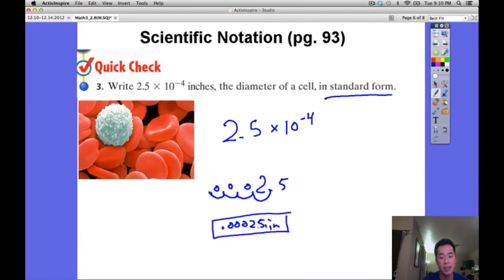You can rewrite this in scientific notation the same way by going in reverse if you want. So something like this. You move it to the right. 1, 2, 3, 4. So it's going to be 2.5 times 10 to the negative 4th.